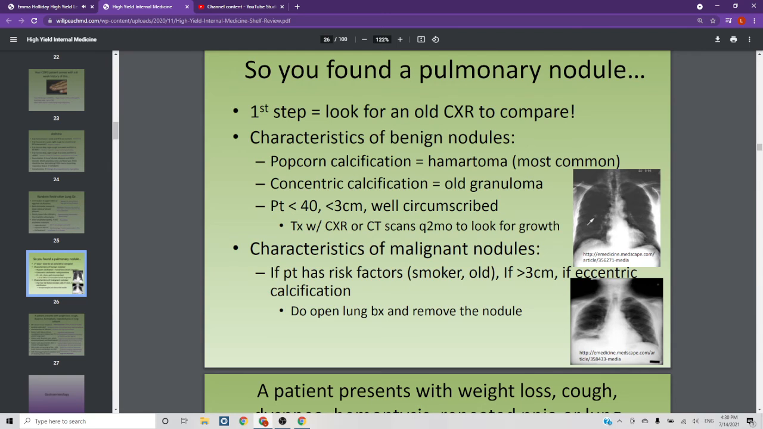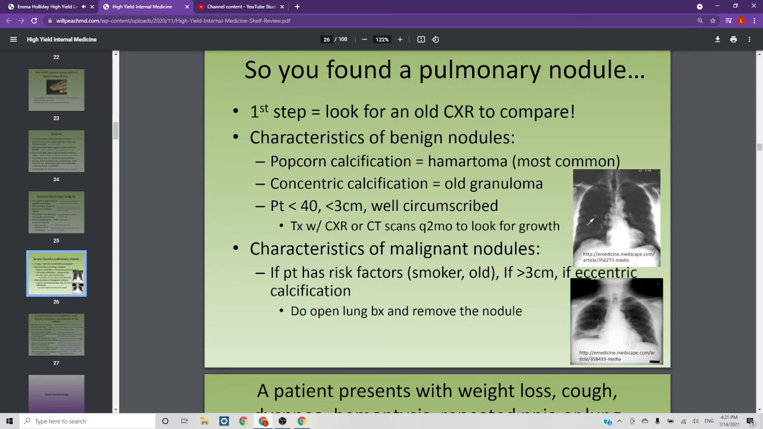Concentric calcifications make you think a granuloma used to live there, like an old TB infection. And also if they're young, if it's small, if it's well circumscribed, those are all characteristics of something benign. Scary characteristics are if it's got that eccentric or spiculated calcification, if they're old, if they've been smoking 80 pack years or whatever, that's bad. And so we need to be a little bit more aggressive in the workup.